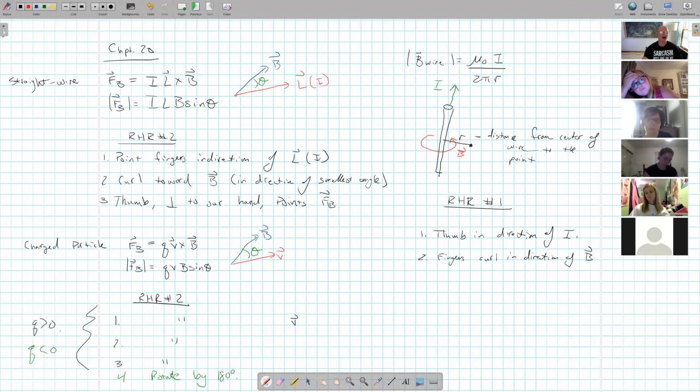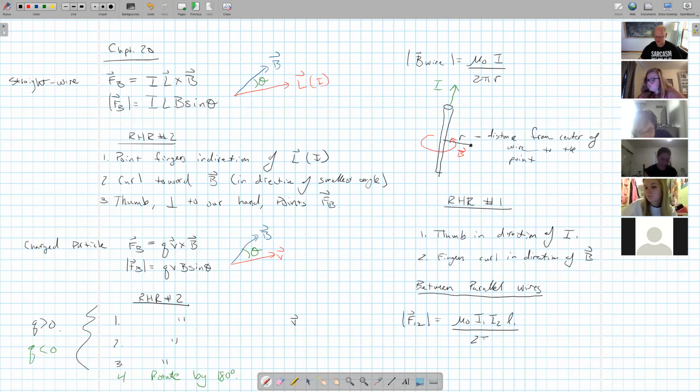Good. Another thing we looked at was the force between parallel wires. Chronologically speaking, this is slightly different than we did, but that's okay. So force between parallel wires. Here what we saw was that the magnitude of the force on wire 1 by wire 2 is equal to mu naught times current 1 times current 2 times the length of wire 1 divided by 2 pi d, where again d is equal to the center to center distance between the wires.